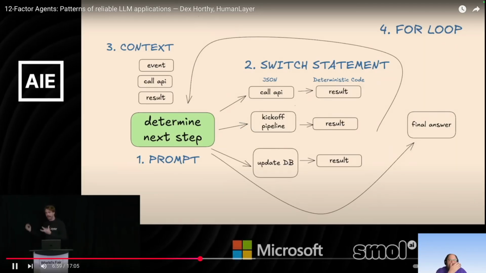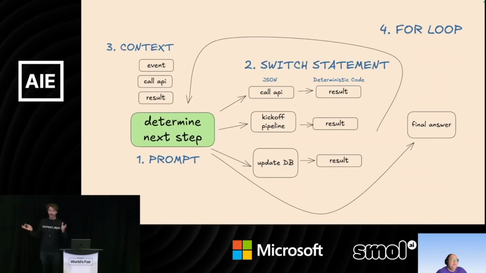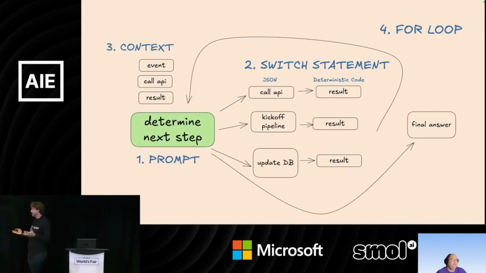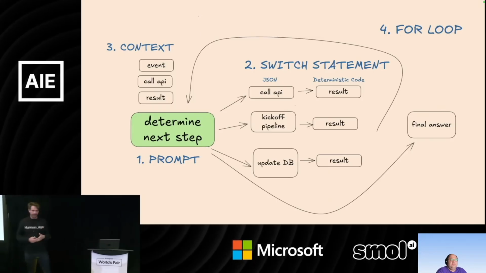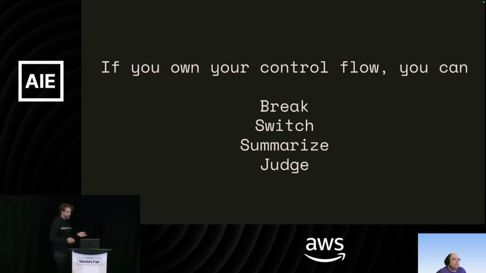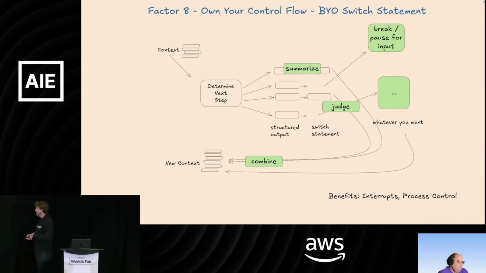Gives instructions about how to select the next step. You have your switch statement, which takes whatever the model outputs as JSON and does something with it. You have a way of building up your context window, and then you have a loop that determines when and where and how and why you exit. And if you own your control flow, you can do fun things like break and switch and summarize and LLM as judge and all this stuff.